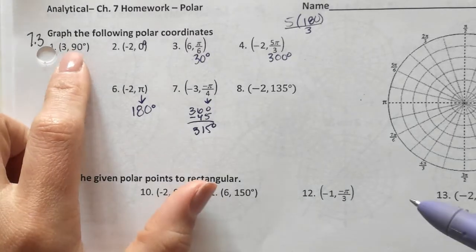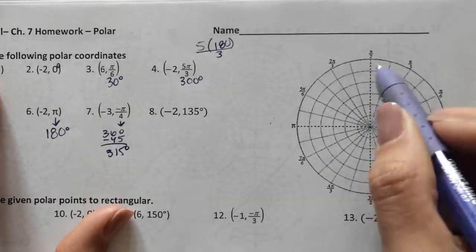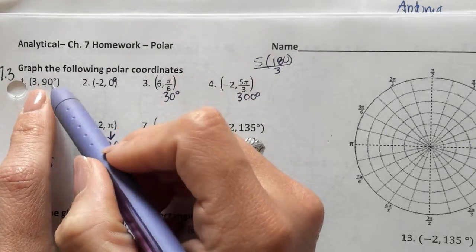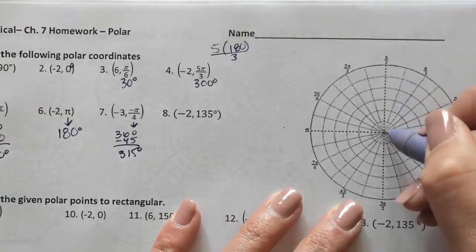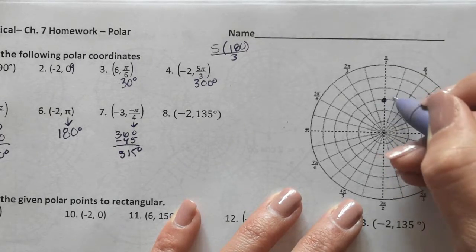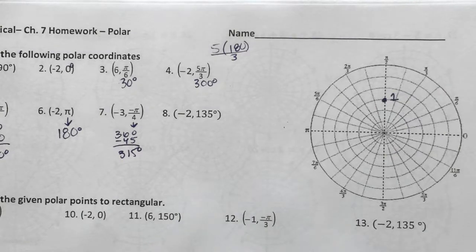Okay, so for 3 at 90 degrees, you always find the degree first. 90 is right here, pi over 2, and you go 3 towards this degree. Why? Because the 3 is positive. So you start at the origin. Here's 90. I'm going to go 1, 2, 3 places towards it. That's point 1. Questions on that one?